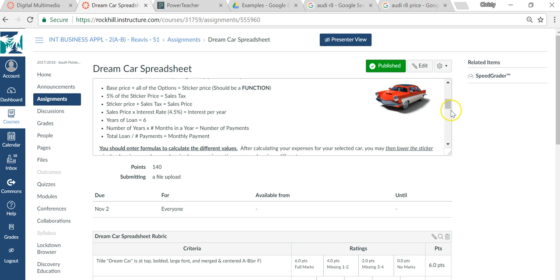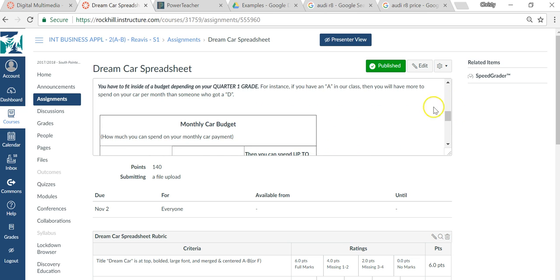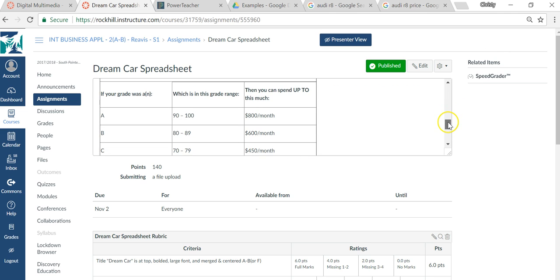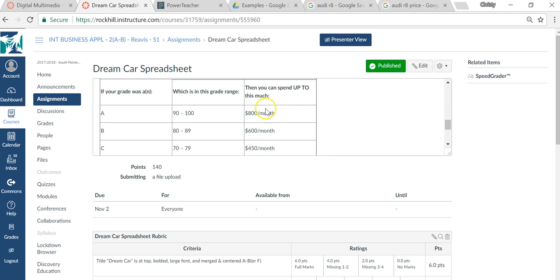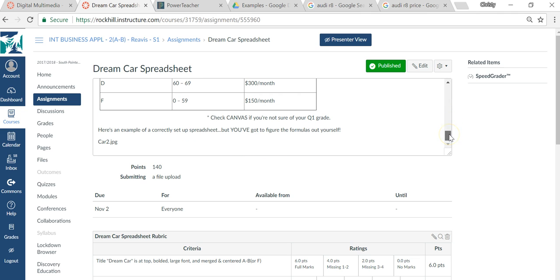And again, you're getting your price, how much you can spend, based off of your quarter one grade. So if you look at your quarter one grade, that's going to tell you can spend up to. You may not go over. If you go over, that'll be a 30-point deduction. But that's the budget that you have.